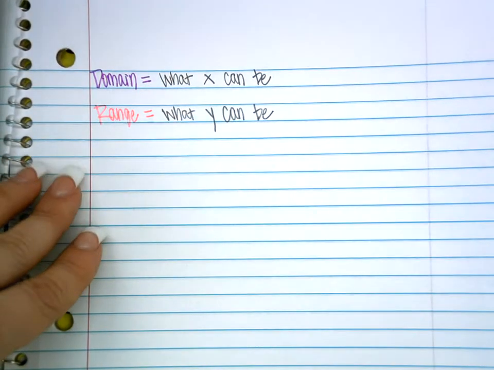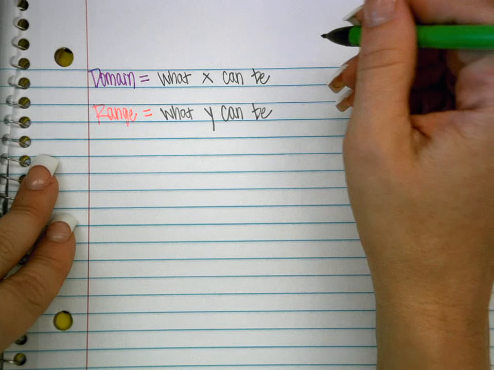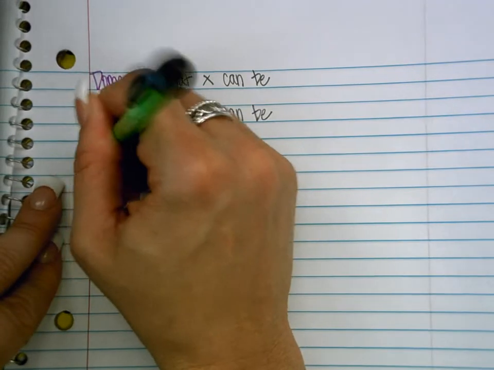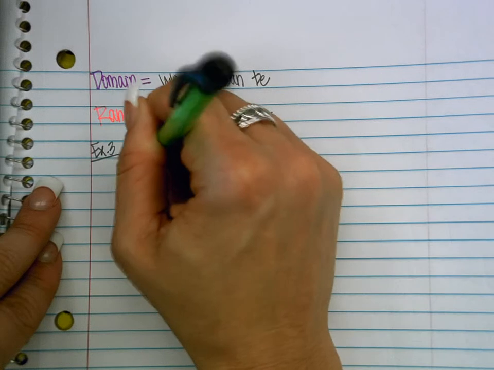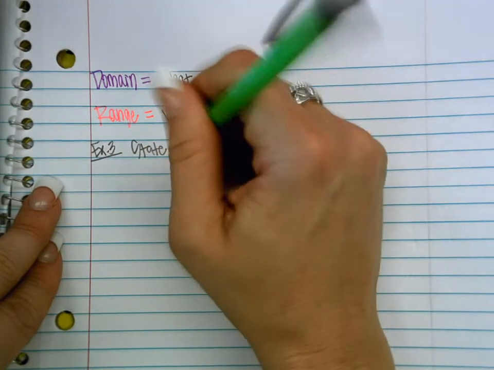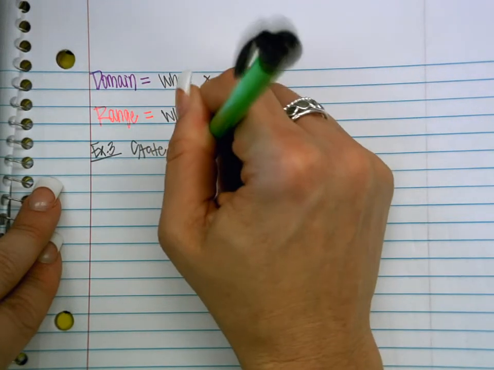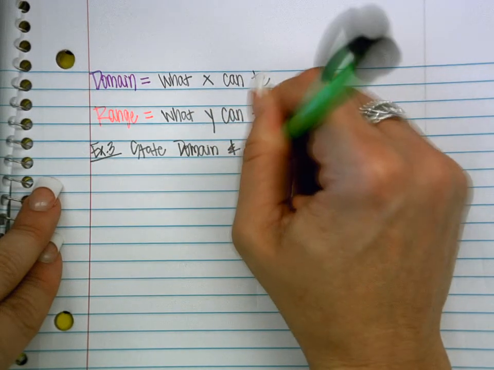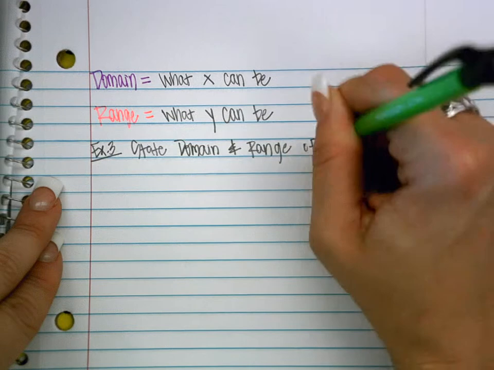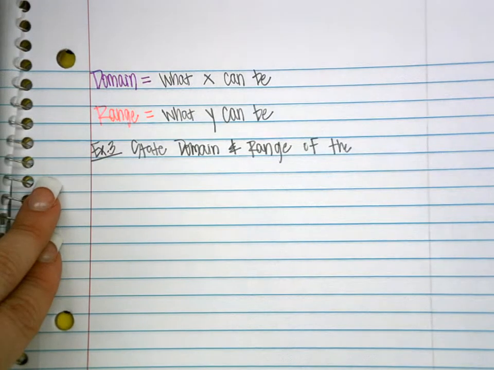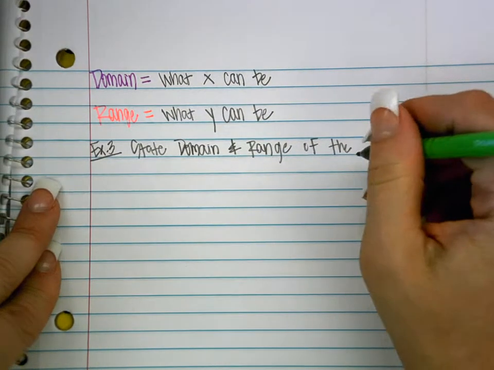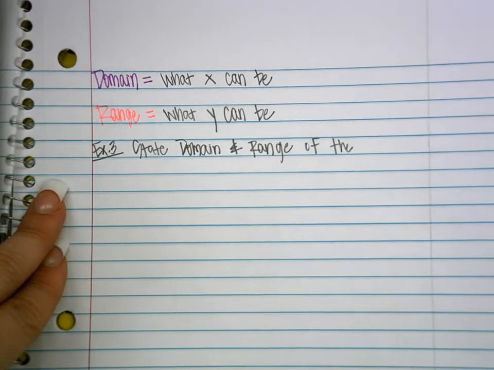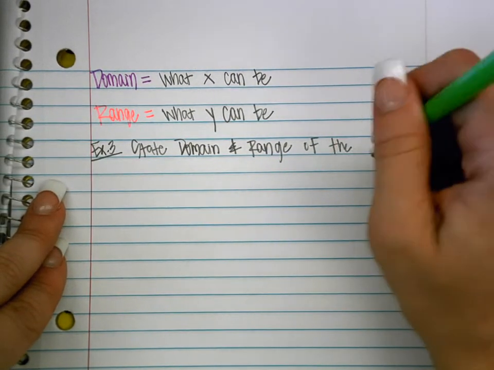So domain and range. Domain is talking about the x's. Range is talking about the y's. So for example number 3, I'm going to ask you to state domain and range of the following. When we were dealing with parabolas, yes, domain was always all real numbers. But we're not going to be dealing with parabolas anymore. So that idea kind of has to get out of your head.